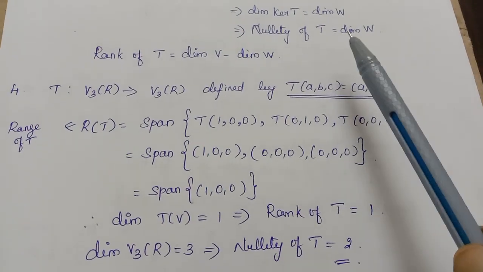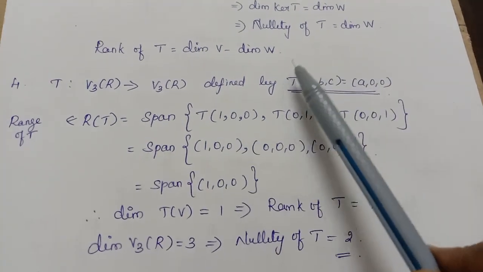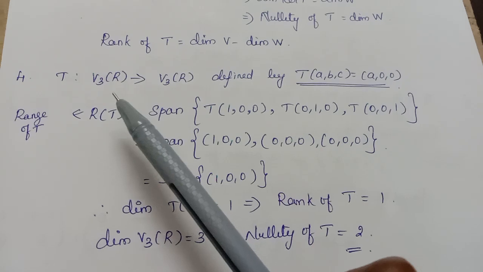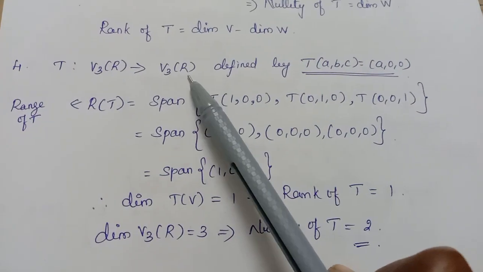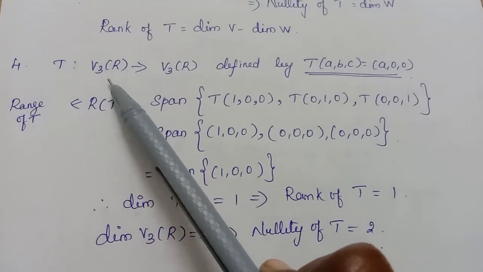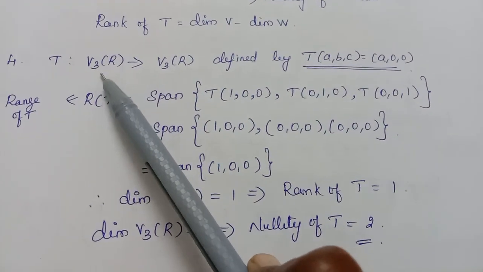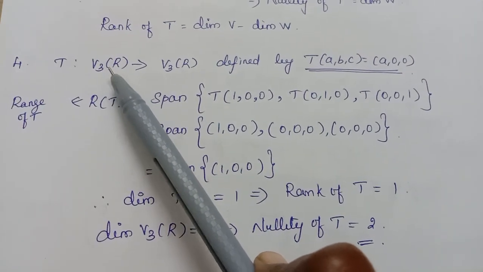In all the previous problems, we did not mention the vector space. That is, for any general vector space they have given. But here specifically they have given from V3 of R to V3 of R. So here I am going to find the rank and nullity using the basis of the domain. This is the domain, that is V3 of R, that is R cross R cross R.